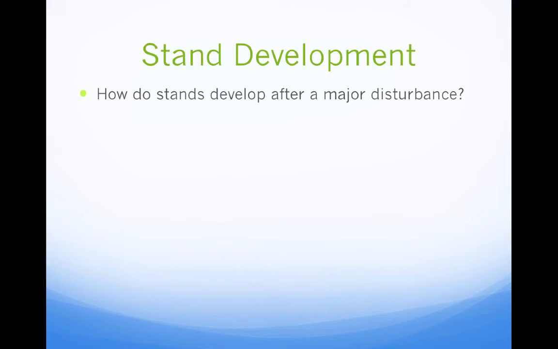Stand development is the process of how stands change with time and are influenced by other aspects. So how do stands develop after a major disturbance? We can classify them into two main categories: relay versus initial floristics. Does anyone remember the difference between relay and initial floristics?